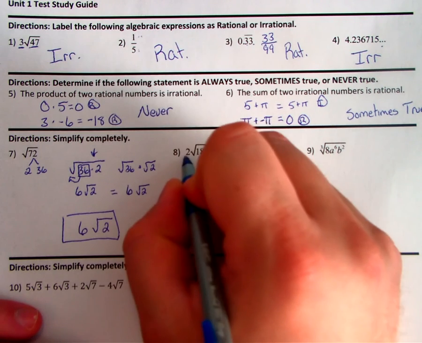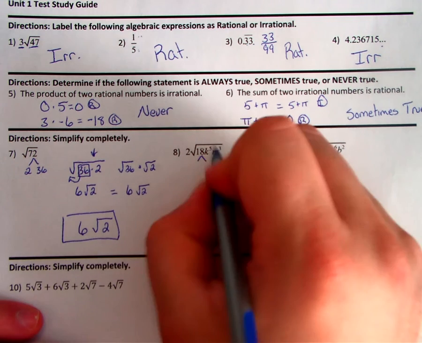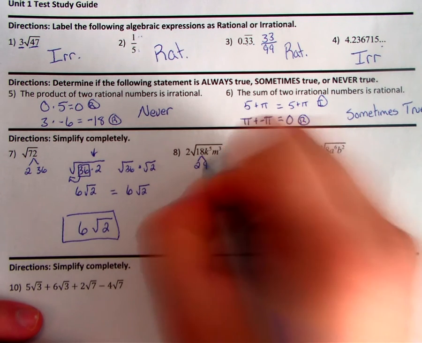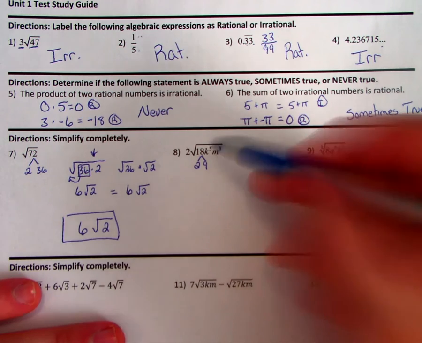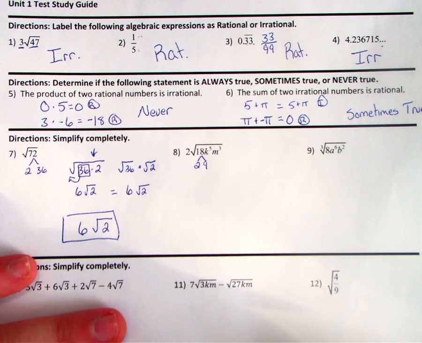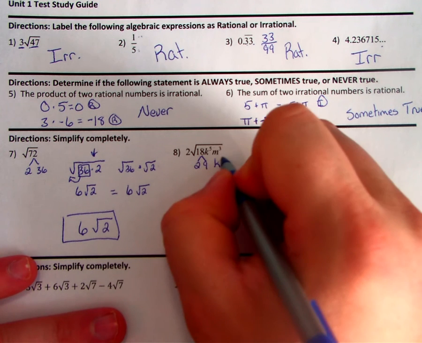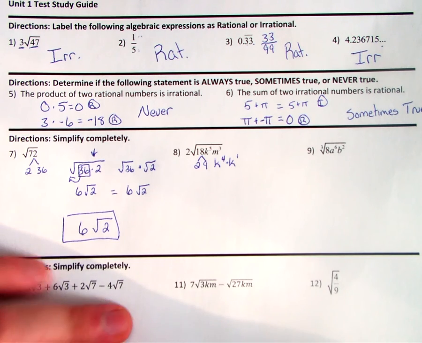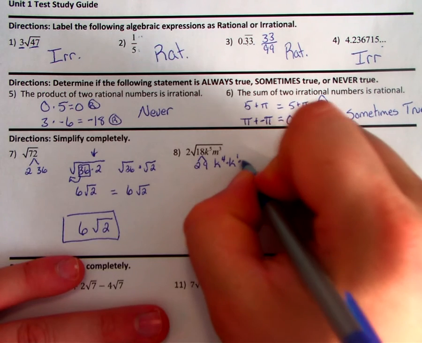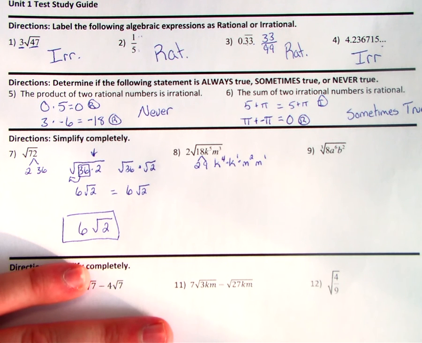2 times root 18k to the 5th m to the 3rd. So we want to factor down our 18. Again, I'm going to see a 2 and a 9. A 9 is a perfect square, so that's a nice number to see. One of the things that I get into the habit of doing whenever I'm taking the square root is trying to make my powers even numbers when possible. You don't have to, I think it just complicates things a little less. So k to the 4th times k to the 1st is the same thing as k to the 5th, times m squared, m to the 1st is the same thing as m to the 3rd power.